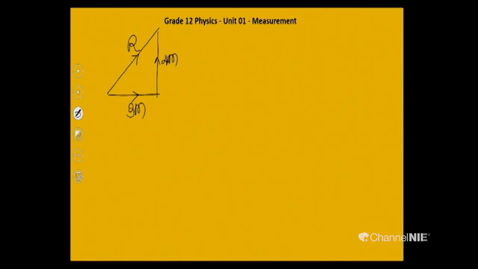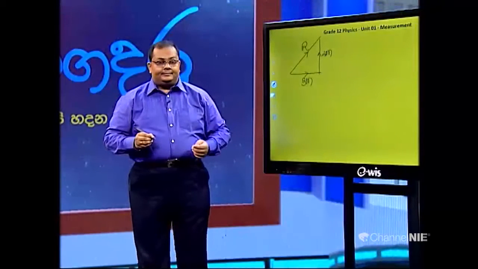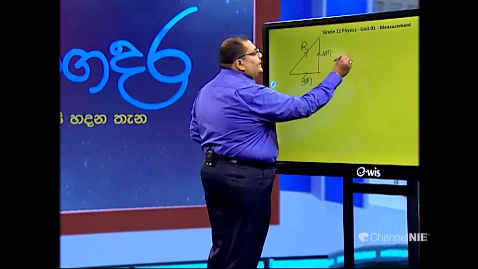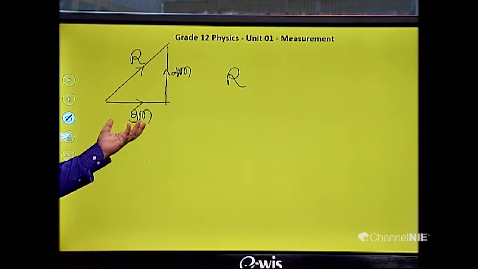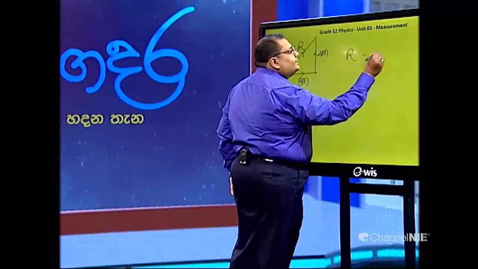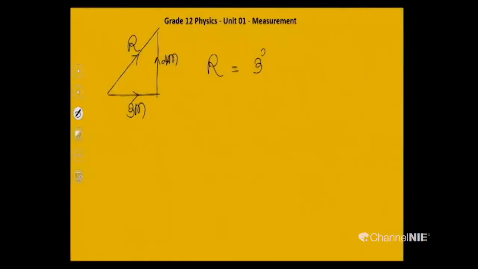Instead of these two vectors, you can use this single resultant vector r. Then how do you find that? It's very simple. Pythagoras principle: the square root of 3 squared plus 4 squared is the resultant. It's 5 meters. This is the resultant of these two vectors.